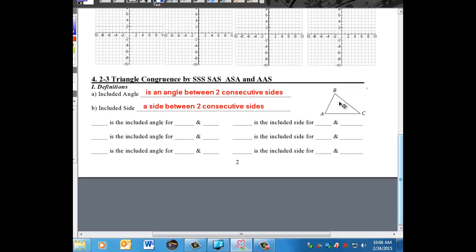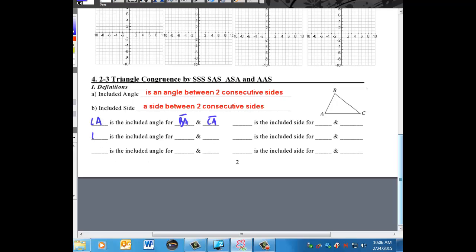So when I look at this shape and I start with angle A, let's get this down in writing. I can say that angle A is the included angle, and the word included means between. So angle A is between segment BA and between segment CA.